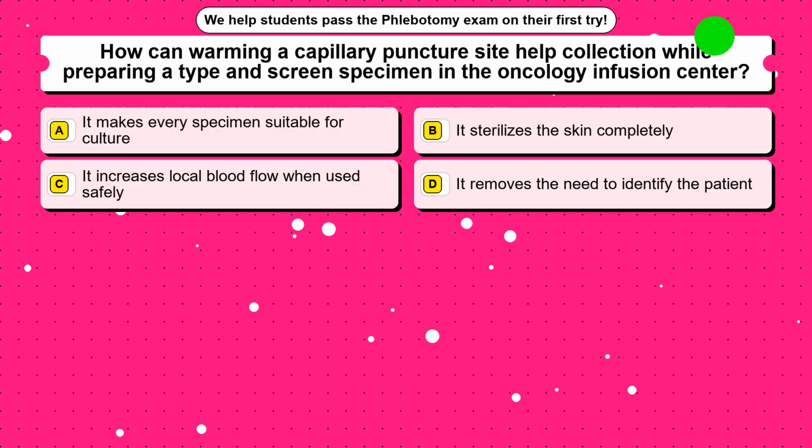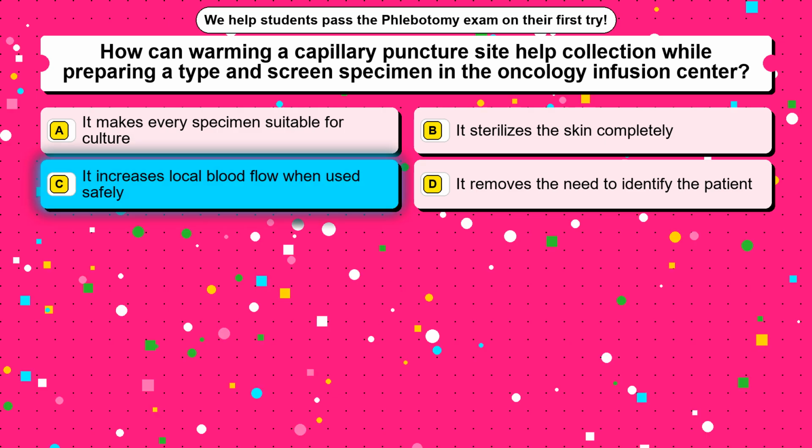Question 71. How can warming a capillary puncture site help collection while preparing a type and screen specimen in the Oncology Infusion Center? Option A. It makes every specimen suitable for culture. Option B. It sterilizes the skin completely. Option C. It increases local blood flow when used safely. Option D. It removes the need to identify the patient.